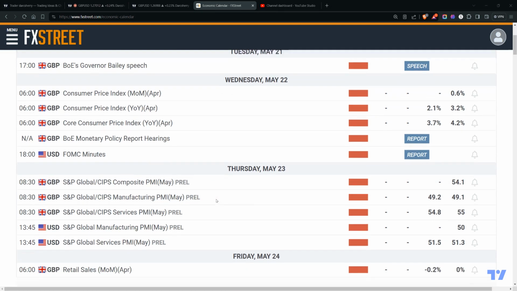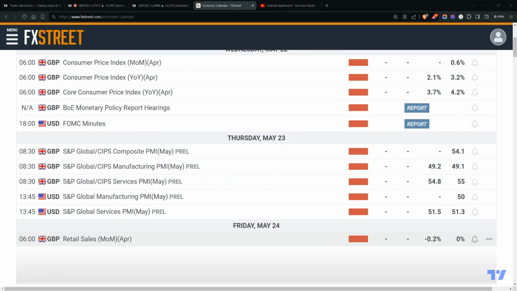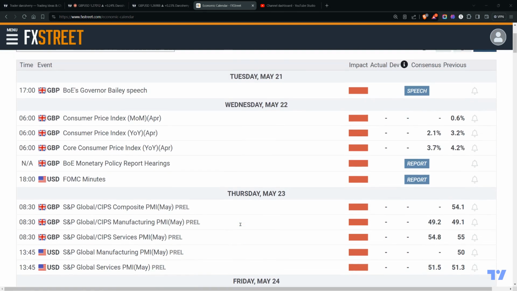Then on Thursday, we will be looking at a bunch of S&P Global publications, which will be featuring the composites, manufacturing, and services PMI from both the US and the United Kingdom economy, giving us an insight into the health and performance of these sectors. Then on Friday, May 24, we will be looking at the retail sales data from the United Kingdom, which is an economic indicator that measures the total receipts of retail stores representing consumer spending. So these are the high impactful events we'll be looking forward to.